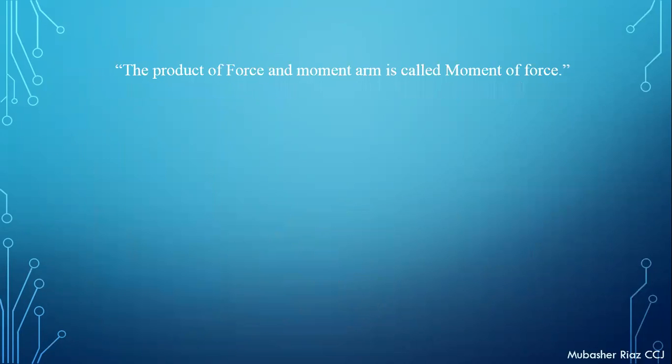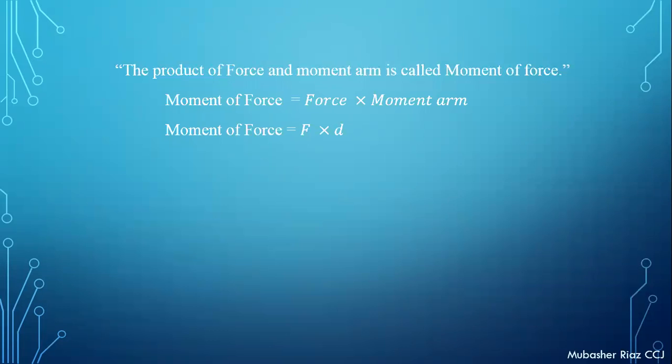Moment of force is actually the product of force and moment arm. So here moment of force is equal to force multiplied by moment arm. Force is represented by F and moment arm is represented by D. So this product is called moment of force.